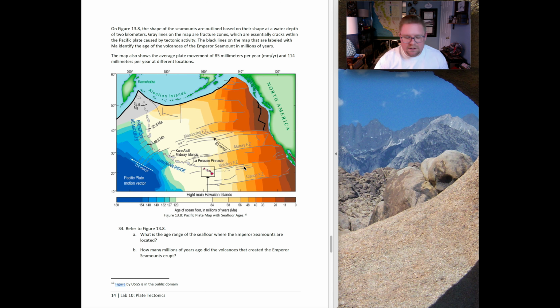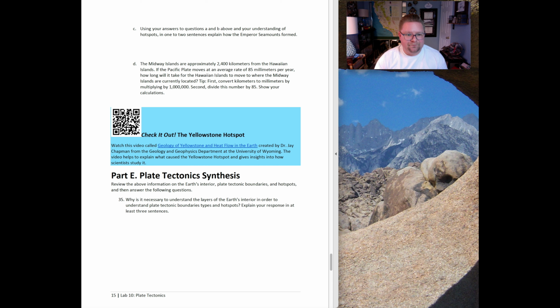Nonetheless, you're going to work through question 34, which has you interpret this diagram. Then, using your answers from questions A and B above and the understanding of hotspots, in 1 or 2 sentences explain how the Emperor seamounts were formed. Question D says the Midway Islands are approximately 2,400 kilometers from the Hawaiian Islands. If the Pacific plate moves at an average rate of 85 millimeters per year, how long would it take for the Hawaiian Islands to move to where the Midway Islands are located today?